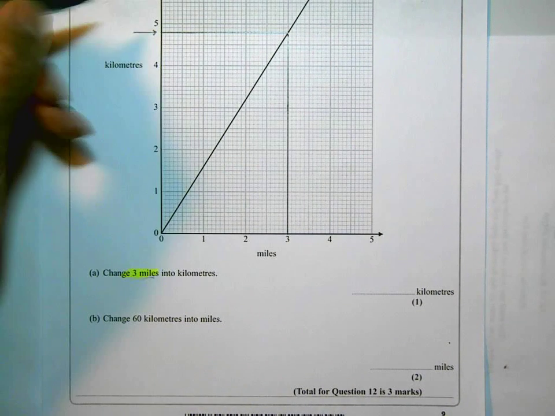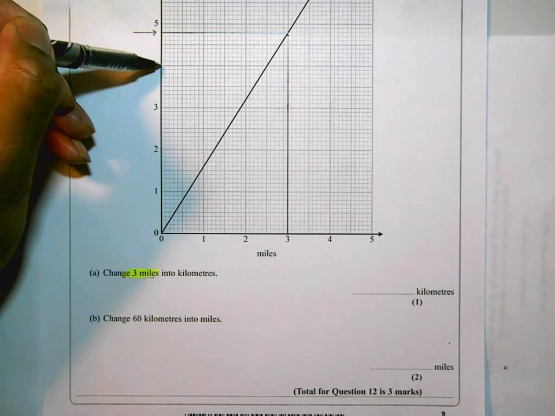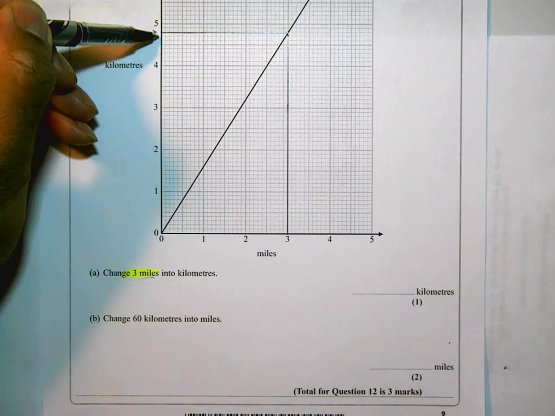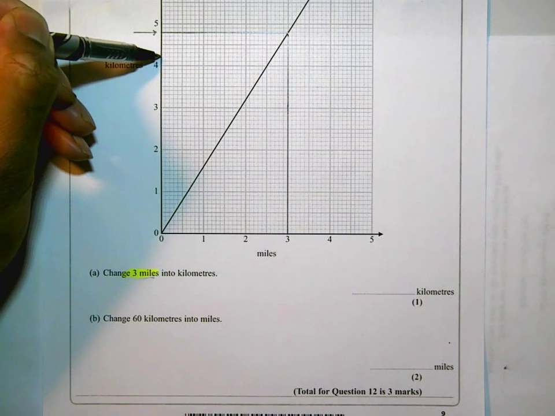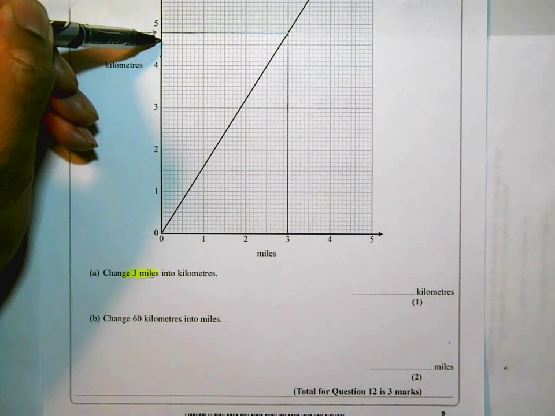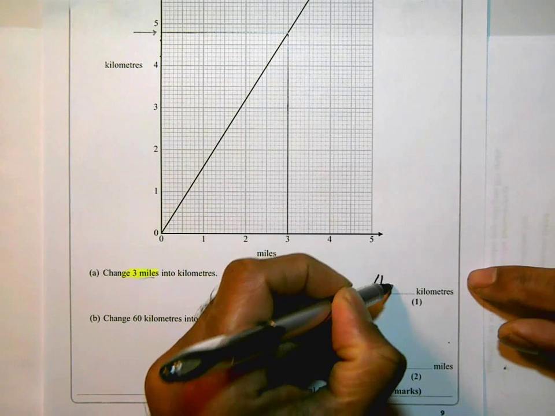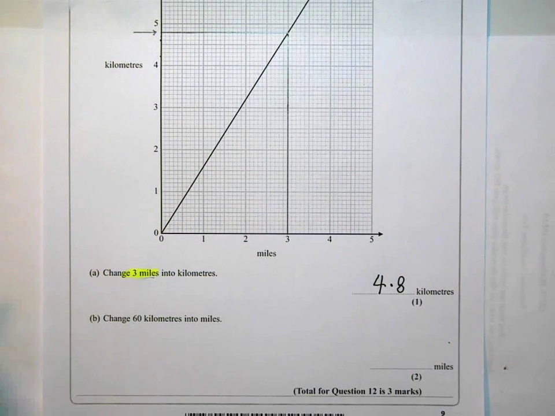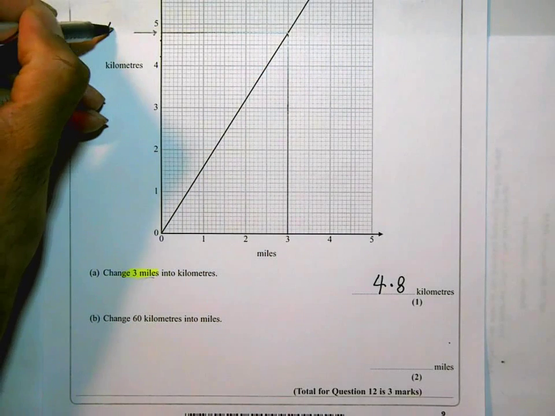If I look at this, between 4 and 5 there are 10 spaces, so that's going to be 4.1, 4.2, 4.3, 4.4, 4.5, 4.6, 4.7, 4.8. So that's going to be 4.8 kilometers. 3 miles is 4.8 kilometers.